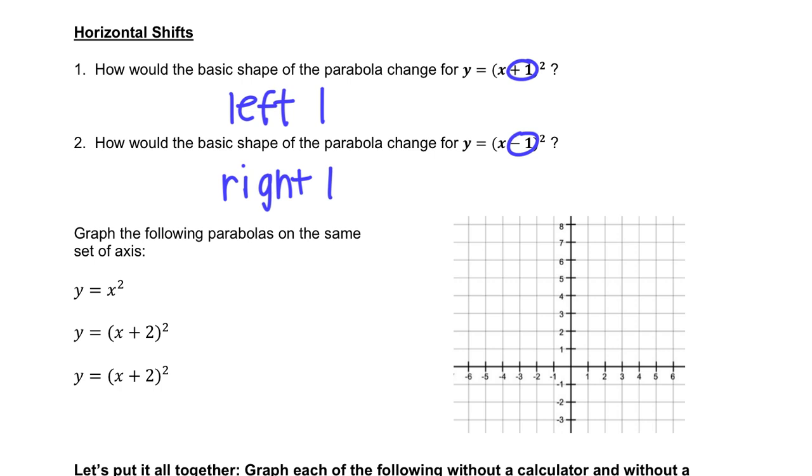Okay? So for this example, once again, we're going to graph the original, the one from the very beginning of the notes. Then we're going to graph the next 2 in 2 different colors. Now, this second one, they shouldn't be the same sign. So let's make the third one x minus 2 squared. So you should have y equals x squared, y equals x plus 2 squared, and y equals x minus 2 squared.